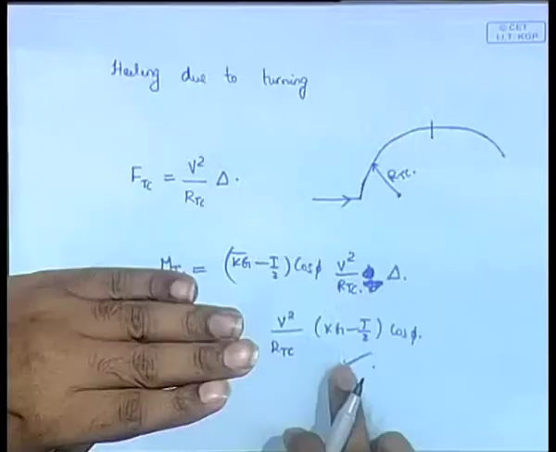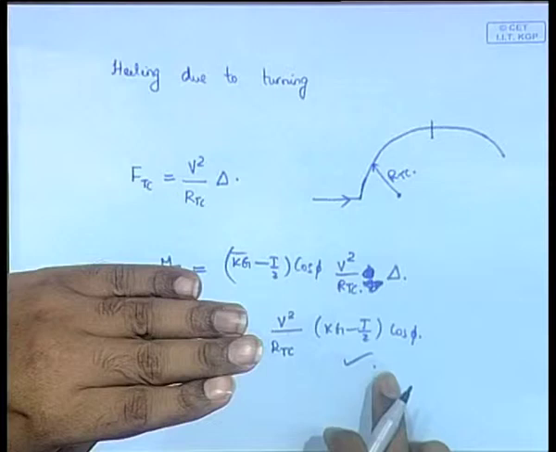Stable means, are you asking whether it will capsize? That depends on the heeling moment. It depends on how much it heels, and how much it heels depends on the turning circle. In KG minus T by 2 cos phi, as you can see, there is a V square by R TC term. It mostly depends on RTC.